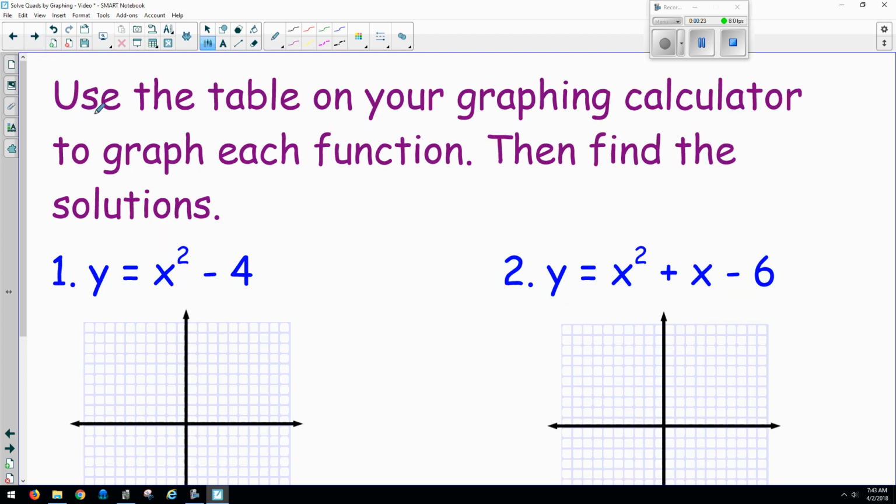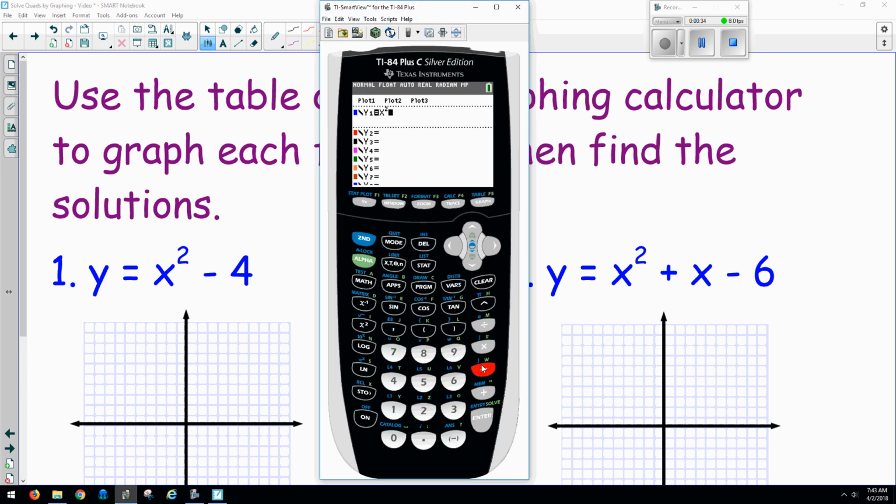So we're going to take a look at a few examples. We're going to graph these functions using the graphing calculator, and then we're going to find the solutions from there. So we're going to go into y equals, and we're going to type in x squared minus 4. And here's what the graph looks like. If you remember from earlier in the year, this type of graph is called a parabola.